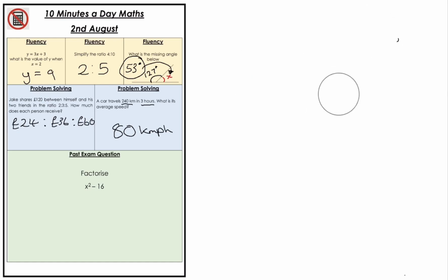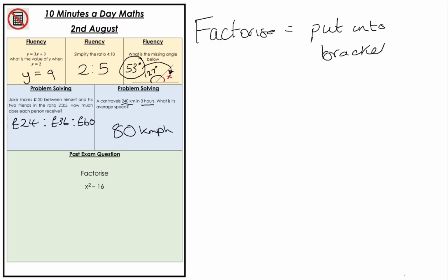Okay, let's have a look at the last one. This one, factorize, okay? So factorize means put into brackets. Now, I look at this question and some of you might think, oh, it's going to be single bracket. Oh, is it going to be a double bracket? Well, in this case, it's actually going to be a double bracket because we're going to be using difference of 2 squares. Okay, so how do I know it's going to be difference of 2 squares? Well, what I've got here, I've got 2 squares. I've got x squared, okay, but this minus 16, well, 16 is a square number.